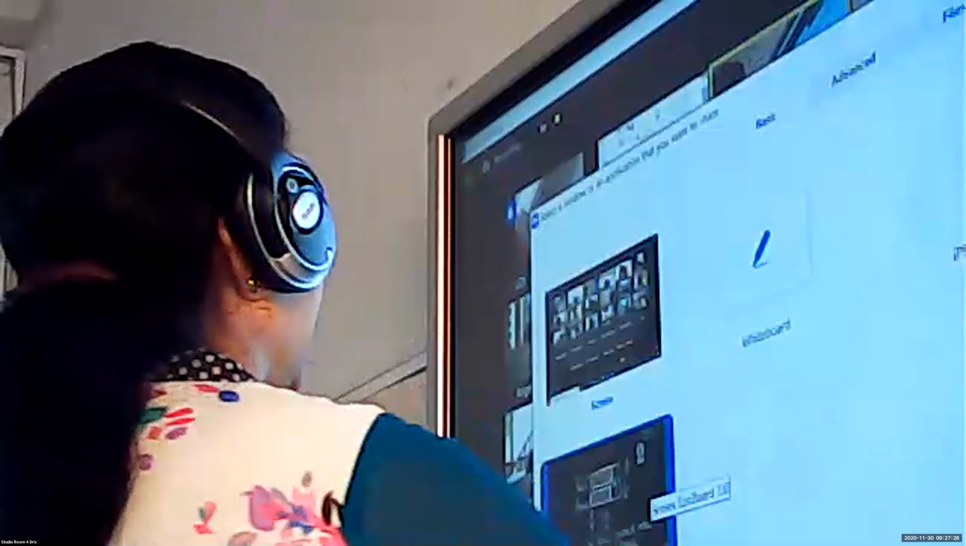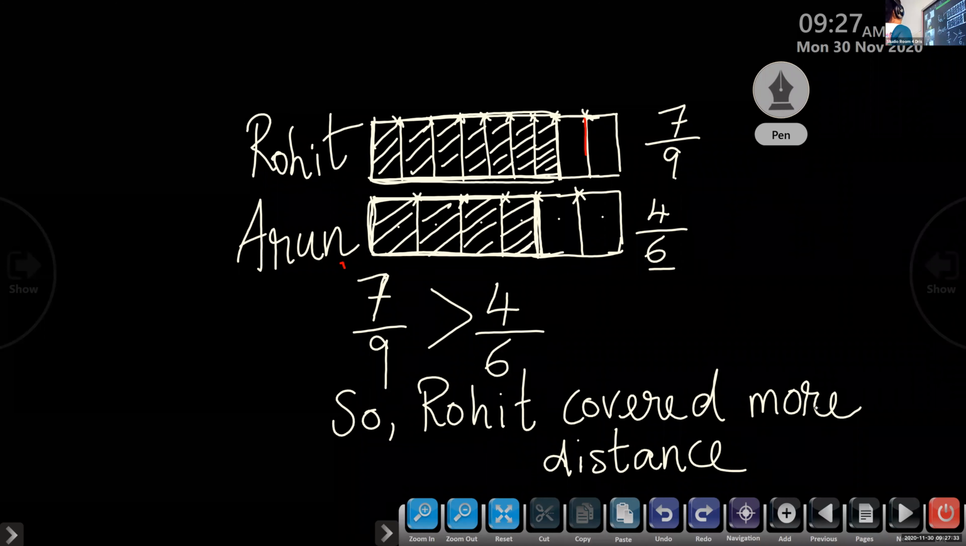Okay, so children here, if you are not drawing equally, children, it will not be possible to identify from the picture. So 7 by 9 means, children, first picture, you have to divide into equal 9 parts. Second picture, you have to divide into equal how many parts? 6. Then you can see from the picture 7 by 9 is greater than 4 by 6. That means who covered more distance? Rohit. Okay.